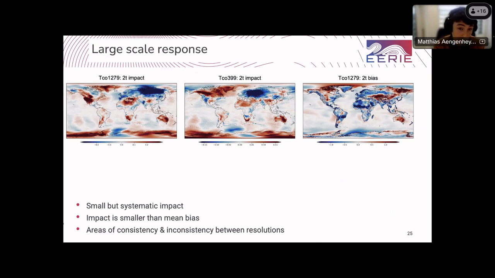And the nice thing is that we do have those two resolutions, and we have a relatively medium-sized ensemble at low resolution. And there are some consistent features between these resolutions, but there are also some areas of inconsistency. And we're working on looking at this more in depth to see what's really significant here.